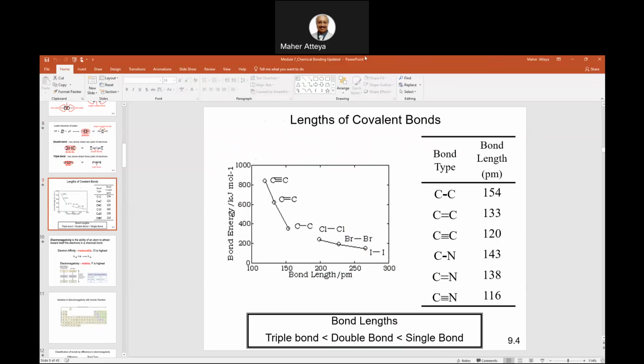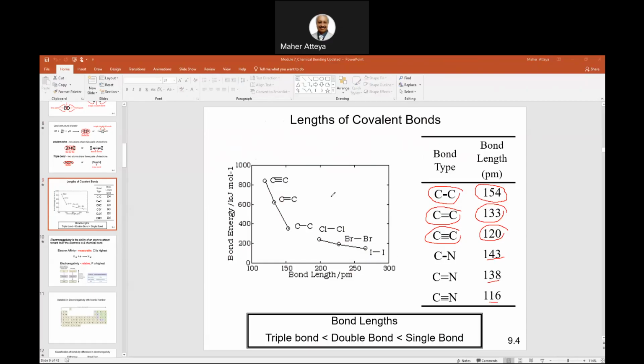Now, if you look at this, guys, look at this, single bond, correct? See how much energy I need? That's the length. You see the length, 154. The double bond is 133, less. The triple bond, 120, the least. Now with nitrogen, this is the amount, the length.